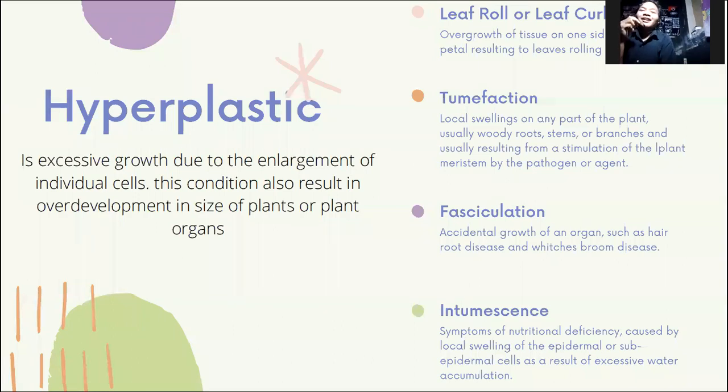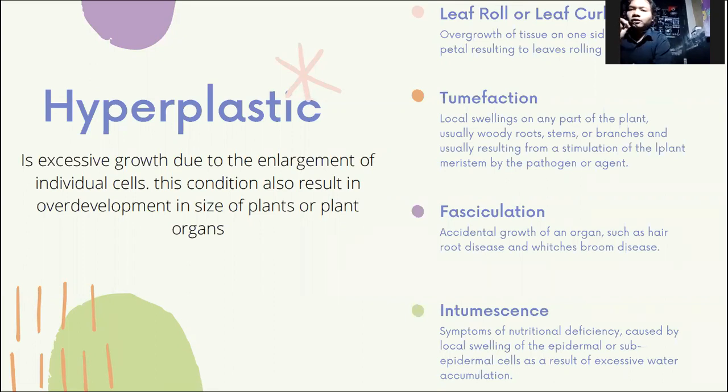Hyperplastic. Hyperplastic is excessive growth or the enlargement of individual cells. These conditions also result in overdevelopment in size of plants or plant organs. Symptoms of hyperplastic include 1. Leaf roll. Overgrowth of tissue on one side of a leaf or petal, resulting in leaf rolling.